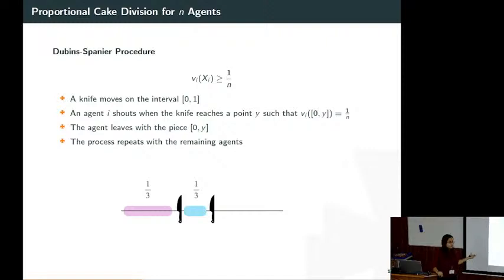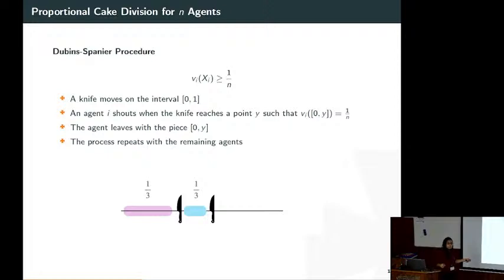Whenever an agent shouts, we cut this piece and give it to that agent, remove that agent from the instance, and cut this cake. Then what remains is this cut part of the cake, and we repeat this with the n minus 1 available agents. Do you agree that everyone will get a 1 nth of their value from this? No. Which agent will not get 1 nth of the value? But will he get less than 1 nth of the value or more than 1 nth of the value? It will always get more than 1 over n.